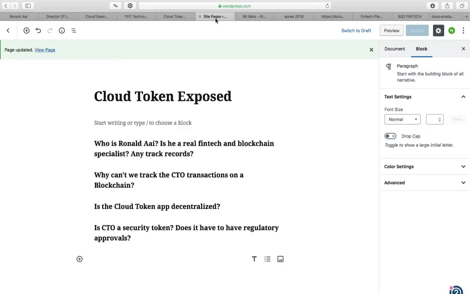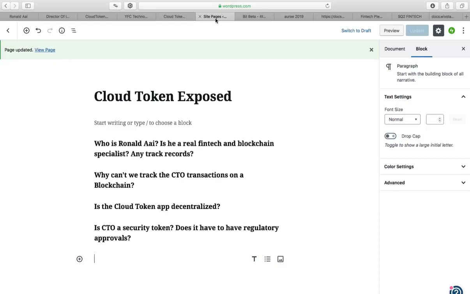The first one would be, who is Ronald I? Who is that person? And is he a real fintech and blockchain specialist, or is he just an actor or whatever, right? A person that has no clue about technology. So, are there any track records? Can you prove that he has a relation to the BitBeta system, to Aura, to Cloud Token, and all that stuff? And the second challenge would be, why can we not see CTO transactions on the blockchain?